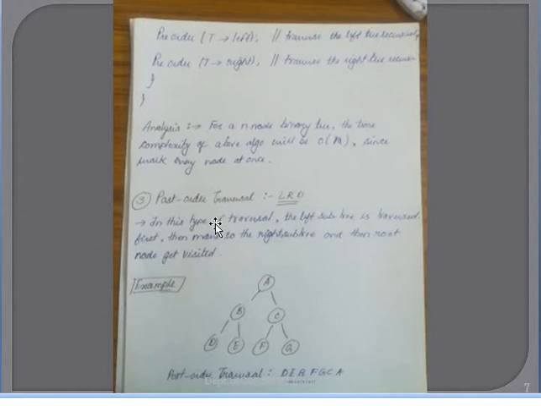The third traversal that remains is the post-order traversal. In the post-order traversal, first we traverse the left subtree, then we move towards the right subtree, and at last we visit the root node of that tree. To understand this, let us consider this tree again.